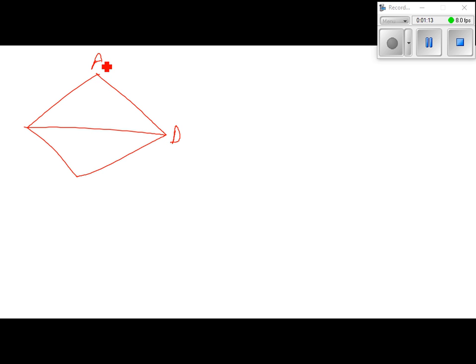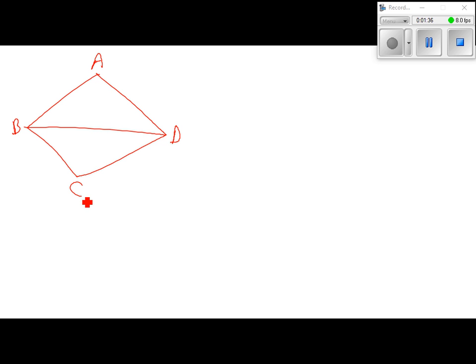Just looking at this, where does B have to be if it bisects an angle? It's got to be here, because either this angle is being bisected or that angle is being bisected. B can't be down here. BD wouldn't bisect an angle if it was down there. So what does that tell us about this letter? Probably C.